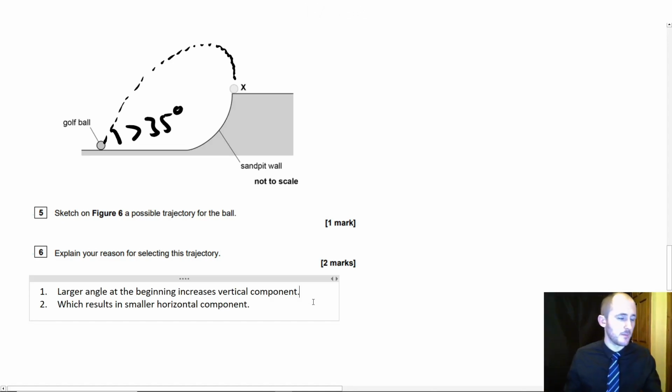So I have the mark scheme open here. The kind of marks that you get, all you need to do is increase the angle here, and make sure it has some vertical drop at X. So you can't go up but then still level off here. It needs to go above the point here. Okay?